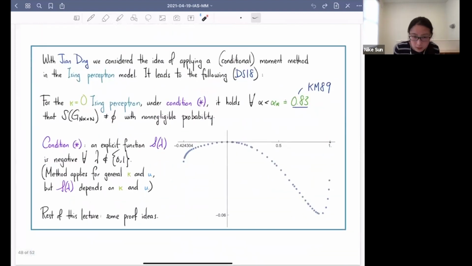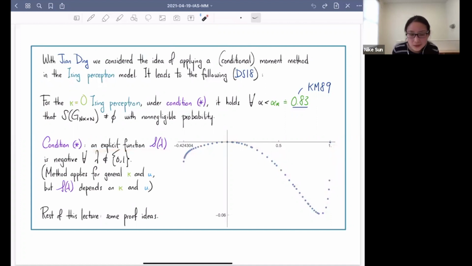So we have the following result in this setting, which is that for the Ising perceptron, and again at kappa equals 0, this is a conditional result. I will describe the condition in a moment. Under this conditional result, the replica symmetric value that was predicted is a lower bound for the critical value of the perceptron. The condition, which we don't know how to remove, is that we have some explicit function s of lambda. It looks like that.